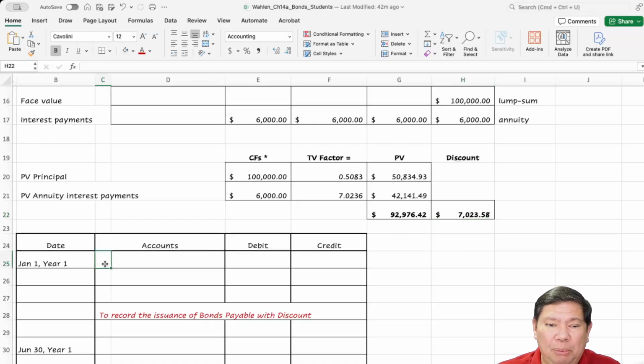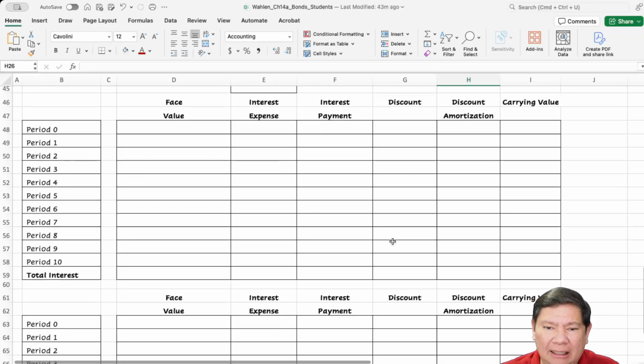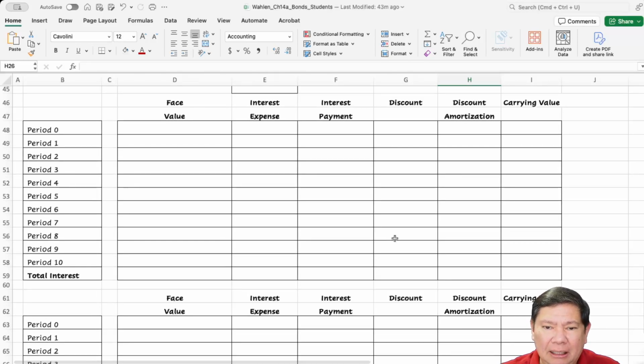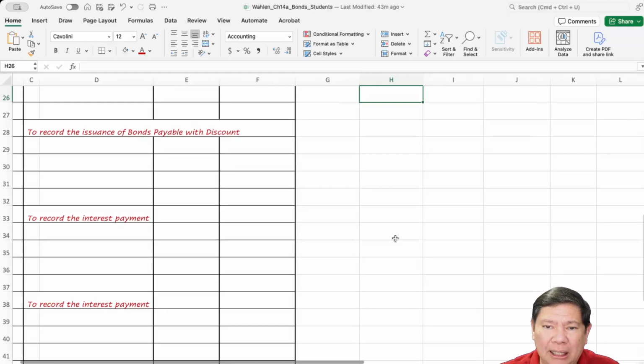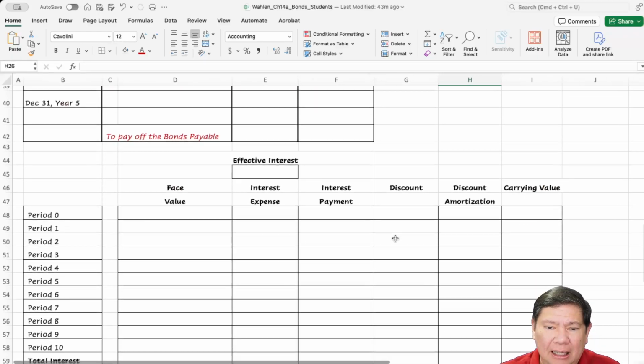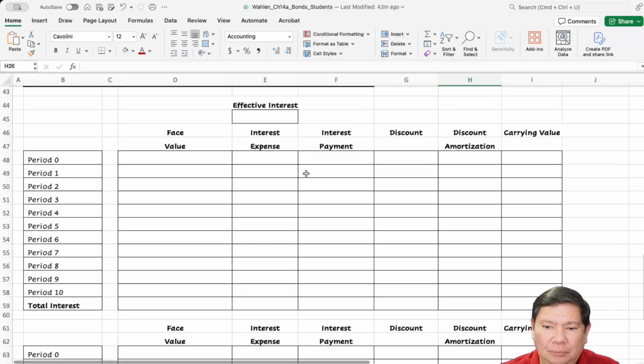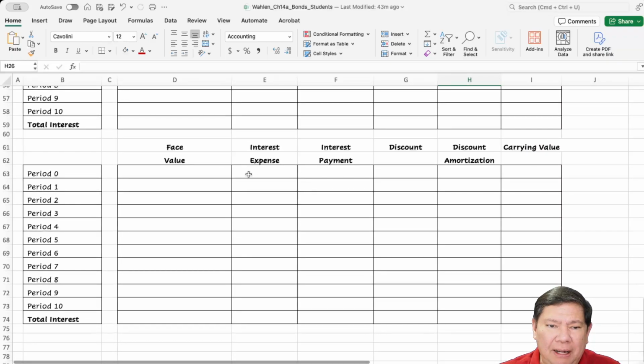Okay, before we prepare the journal entries, we should prepare the amortization tables. There are two ways to do that. The first one is using straight line. That means the discount is amortized equally every period. Let's start with that. That's the easier method. And then the second one is the effective rate method. Okay. So the face value of the bonds is 100,000.